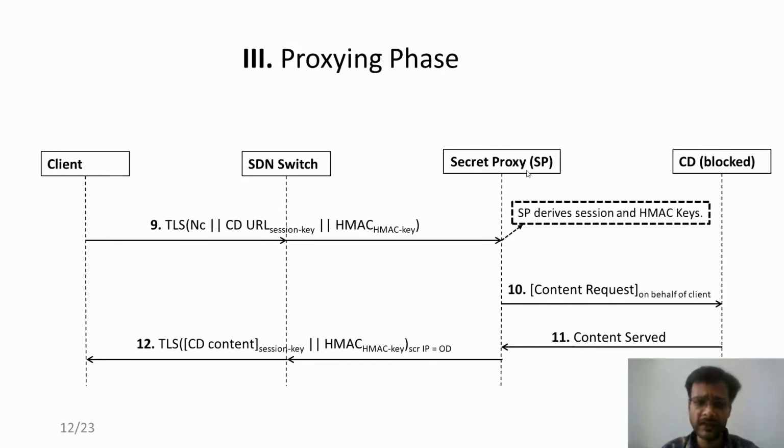In the proxying phase, the client, since it derived the session key, sends the content encrypted with the session key. The secret proxy also derives the session keys, and then it extracts the covert destination URL, takes its content from the CD and returns it back to the client by pretending it to be OD. So this completes all the 3 phases of SiegeBreaker.